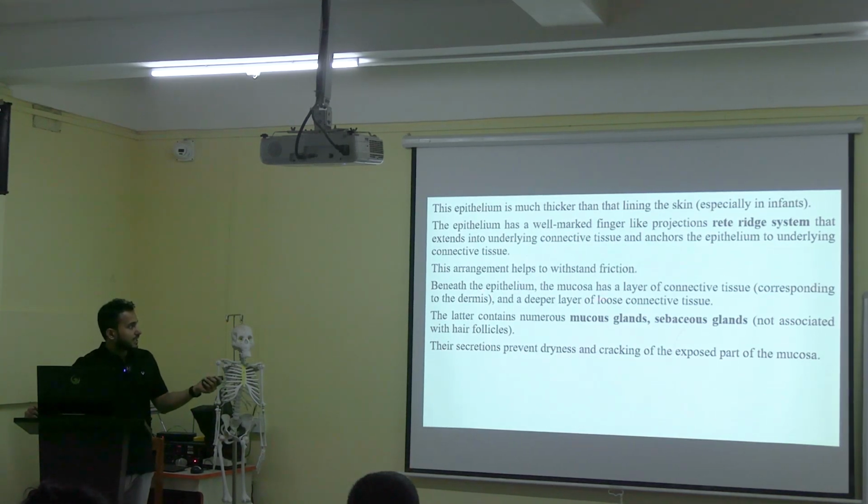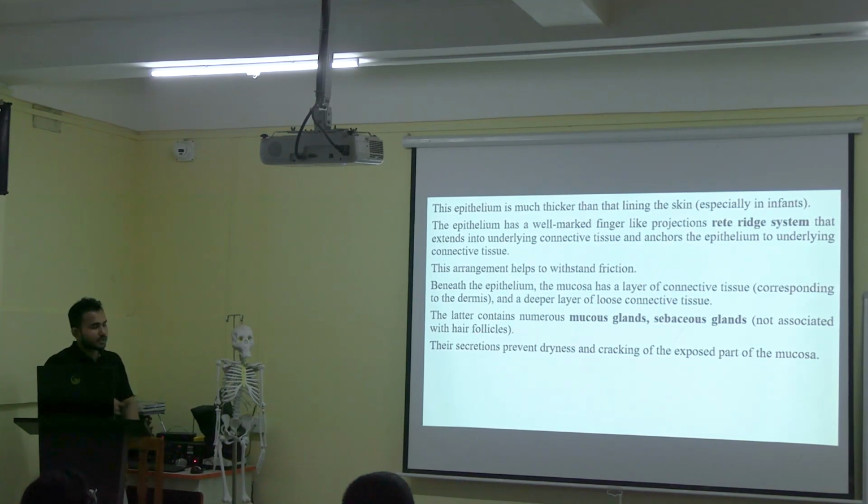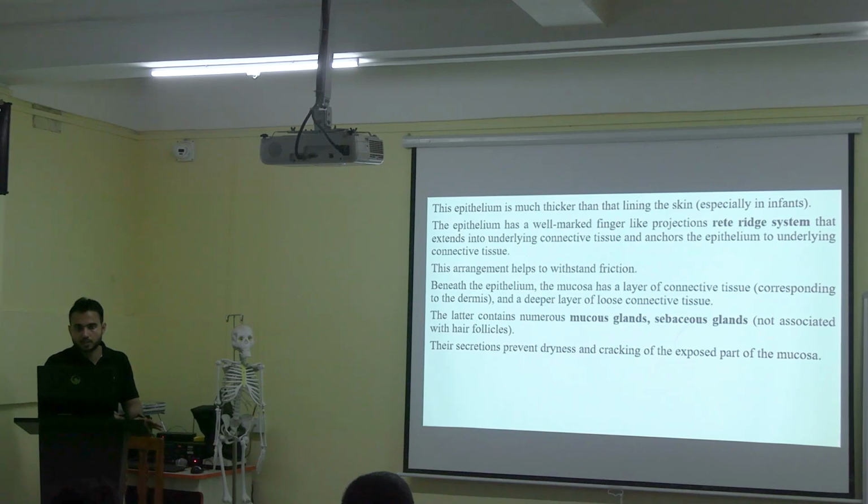Next, beneath the epithelium of the mucosa, the connective tissue is present, where a deep layer of loose connective tissue is also there. Two things you have to notice. Beneath the epithelium, the mucosa has a layer of connective tissue corresponding to the dermis, and a deep layer of loose connective tissue. Where the loose connective tissue is present, we get mucous glands and serous glands. These glands are not associated with hair follicles, and they are important. Why? Because they prevent dryness and cracking of the exposed part of the mucosa.